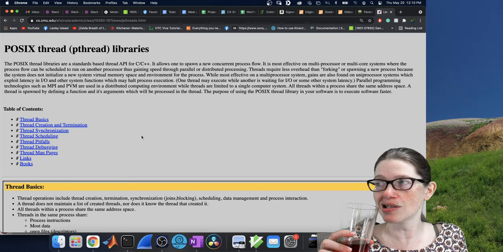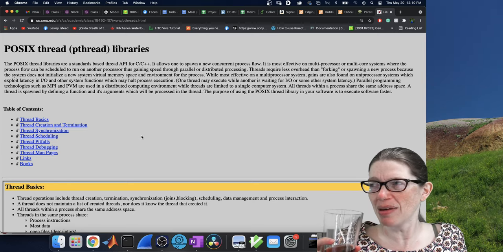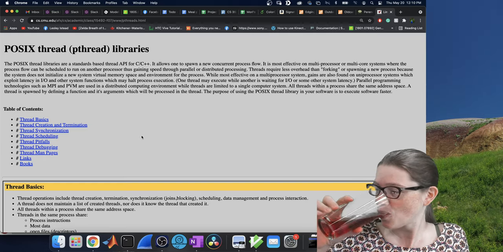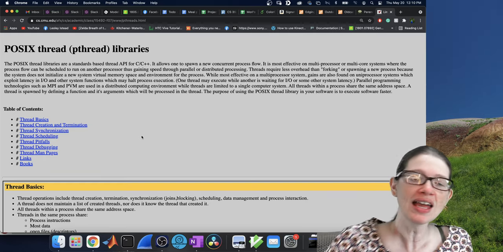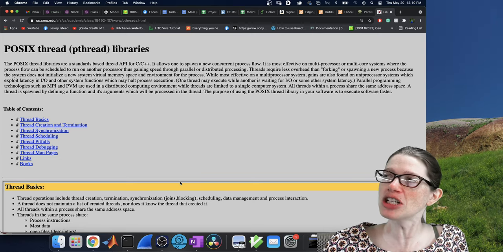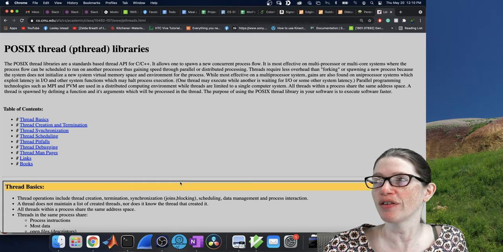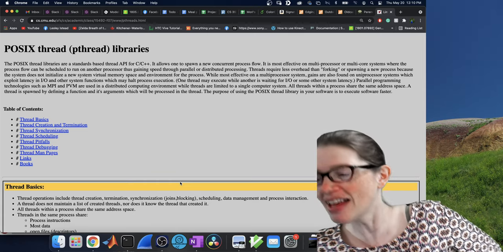Although Windows is ever so slowly becoming Linux, which is kind of cool. I'm actually going to make a bet here that probably in 10 years, Windows is just another flavor of Linux. That's my bet, actually.